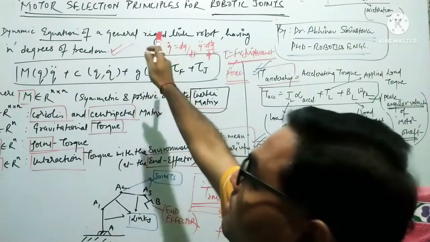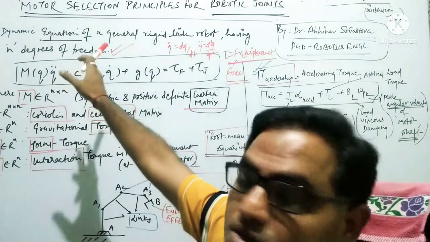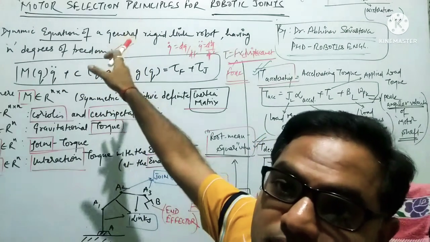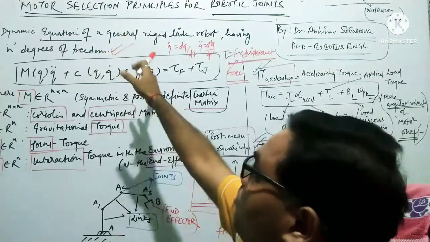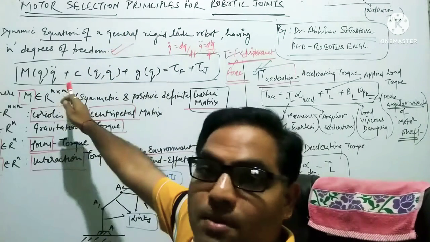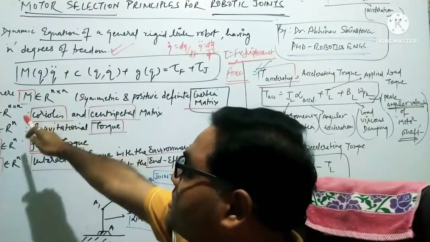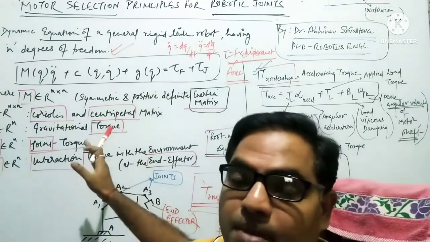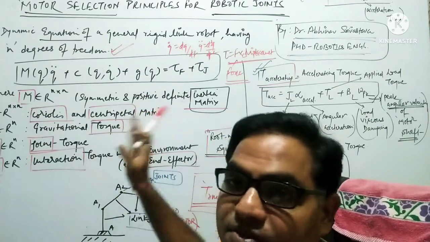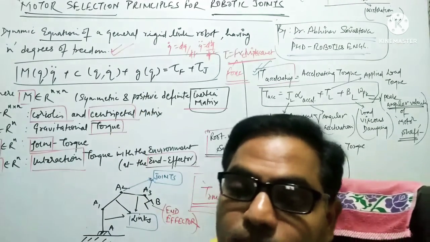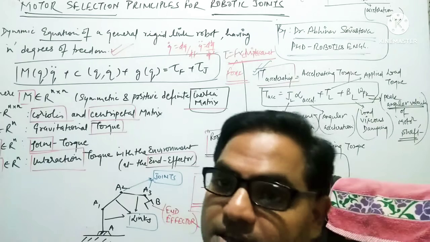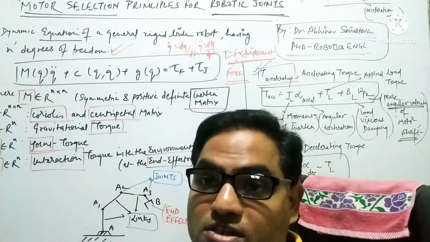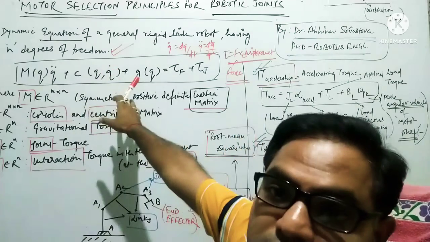link robot will be dynamic. The dynamic equation of a general rigid link robot will be M(q) q double dot. Here M is a positive definite symmetric matrix. What kind of matrix? The inertia matrix. We will discuss what the inertia matrix is in an elaborate lecture. I am just discussing the equation here.